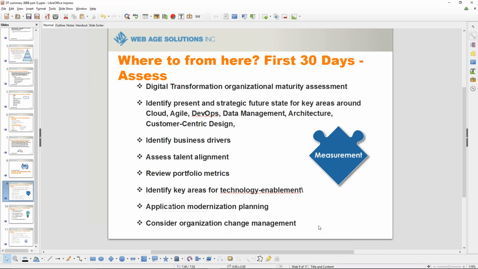Who can actually help with this? How are we going to measure it, right? What technological changes do we need to do? And what kind of modernization are we going to do? Organizational change management.